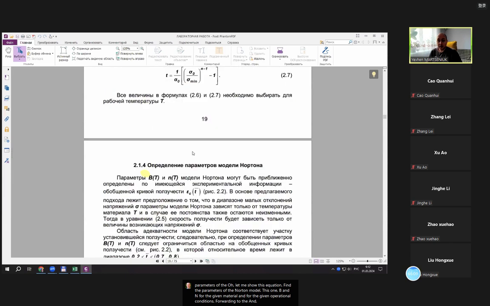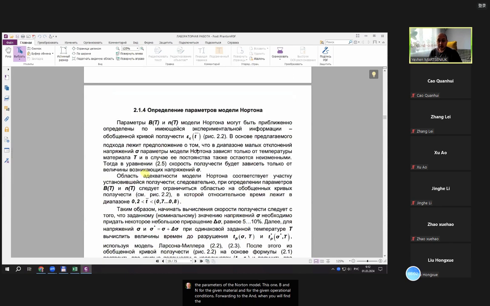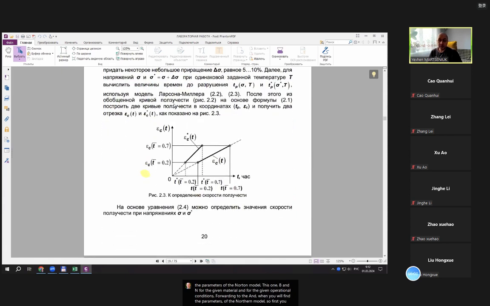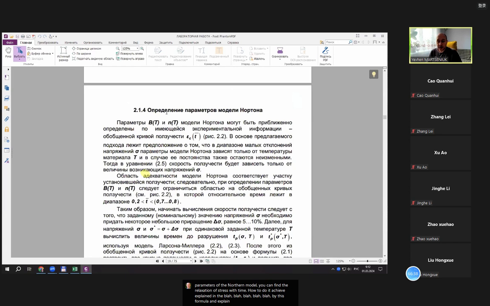And when you find the parameters of the Norton model, first you should find the creep velocity. By creep velocity, you can find the parameters of the Norton model. And then, when you already know the parameters of the Norton model, you can find the relaxation of stress with time. How to do it? It is explained by this formula and explained in the task.